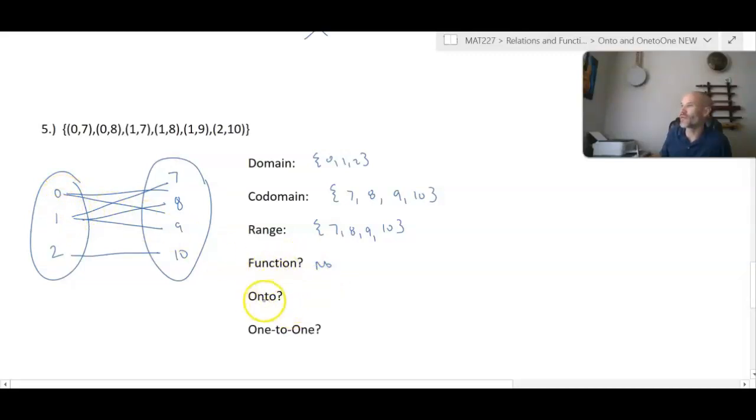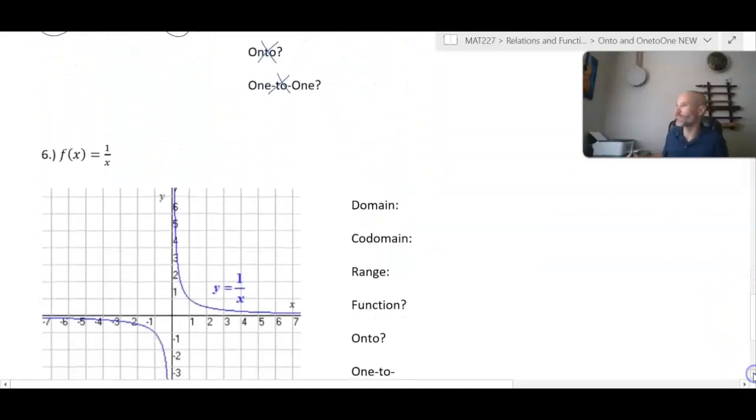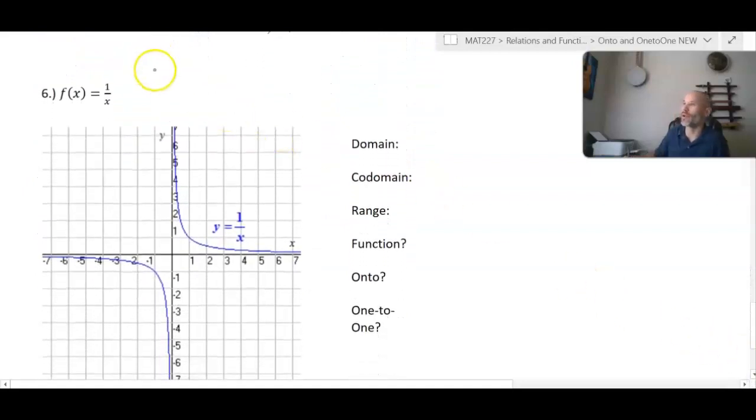And so since it's not a function, we don't need to worry about onto or one-to-one, right? Because it's not a function, that means it can't be one-to-one. Because to be one-to-one means that every input has one output and every output has one input. And it can't really be onto because it's not a function. So onto is something we can only talk about with respect to functions. Now let's take a look at a mathematical one.